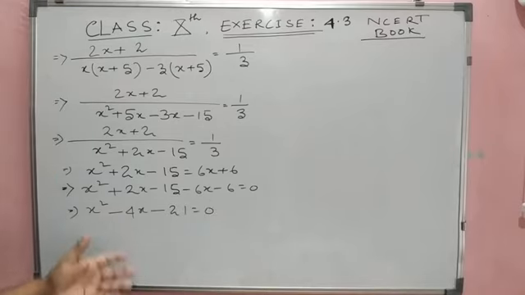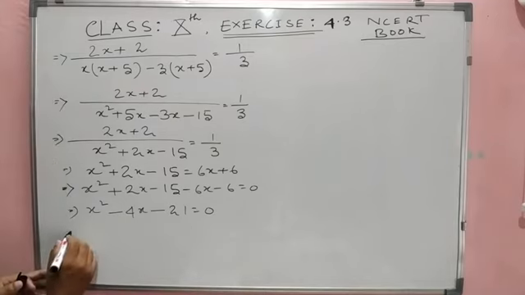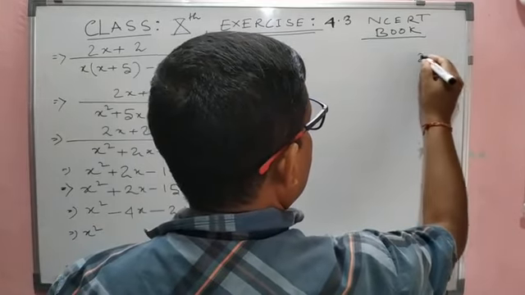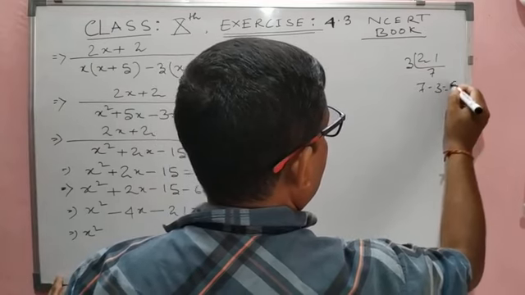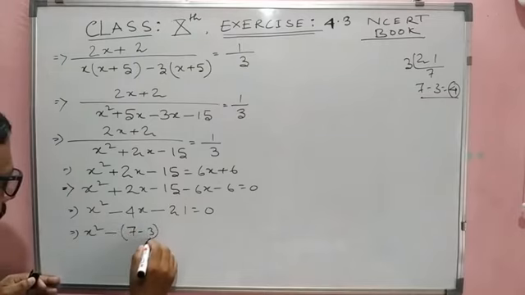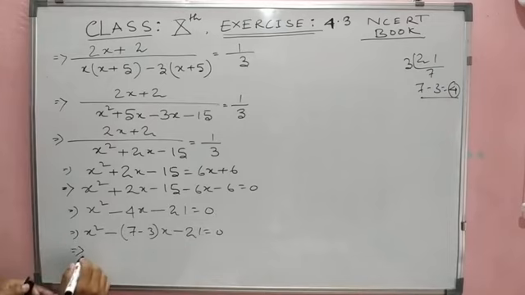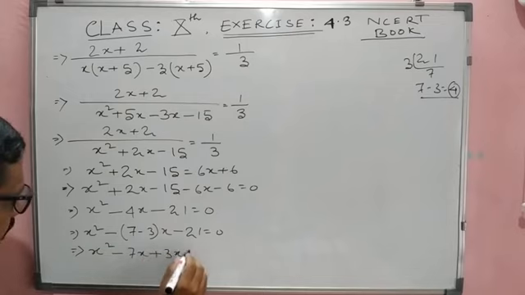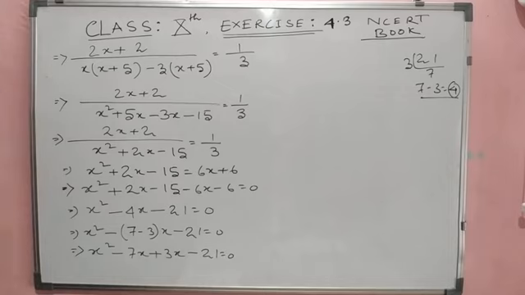Now let us solve this one by middle term factorization. So it will be x square, here 21. 21 can be written as 3 into 7. So 7 minus 3 equal to 4. So we can apply here 7 minus 3 whole into x minus 21 equal to 0. This implies that x square minus 7x plus 3x minus 21 equal to 0.